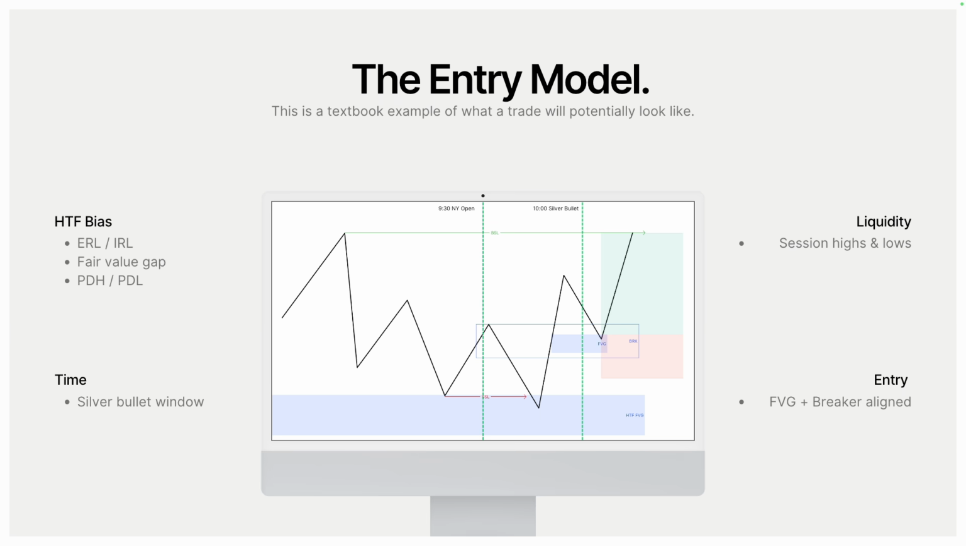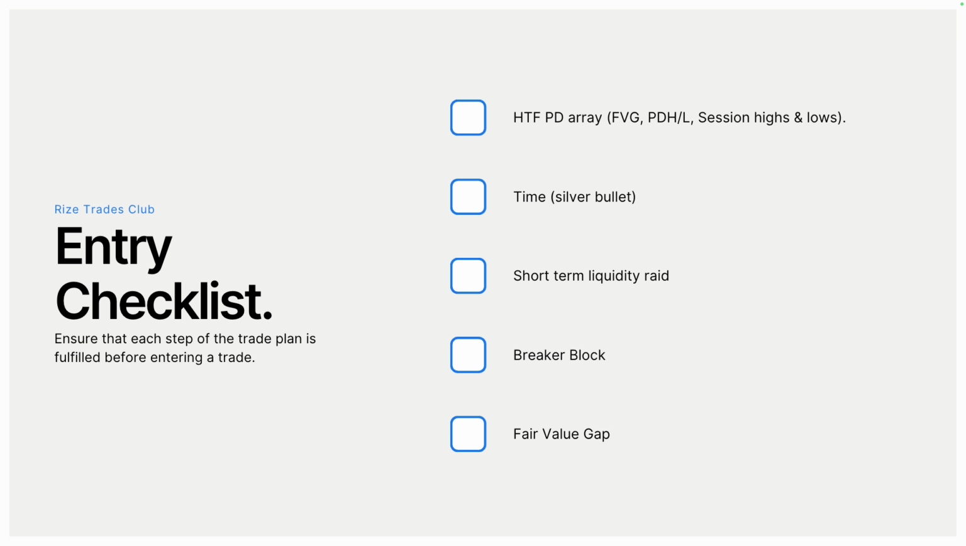We need our time function, which is the Silver Bullet window. And then we need liquidity in terms of session highs and lows. Entry is fair value gap and breaker aligned, as I will show you in all of these examples in a moment. So in terms of higher time frame bias, you just need a higher time frame PD array.